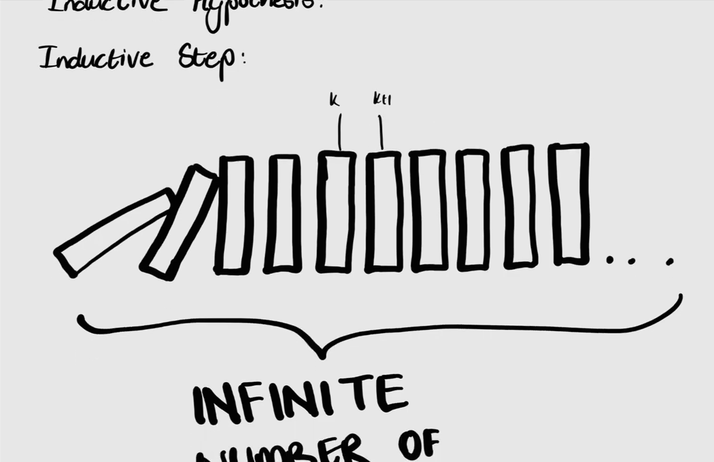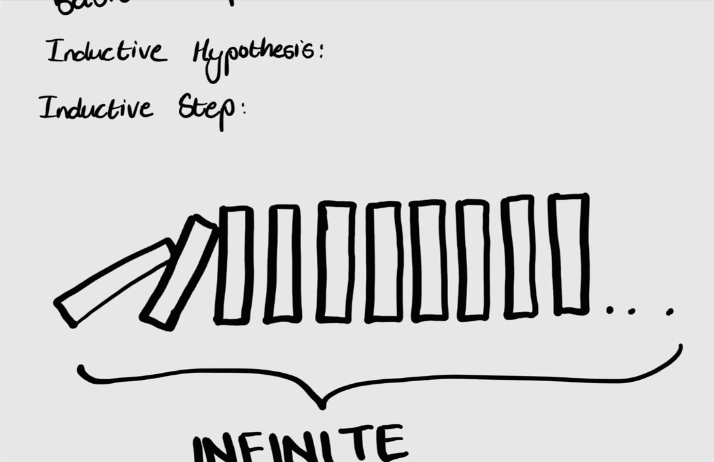So let me explain why this would make sense. Assume true for K, and prove true for K plus 1, where K is some integer greater than or equal to some number. Let's just call the number I, or whatever. Anyway, just greater than some number. Prove true for K plus 1.